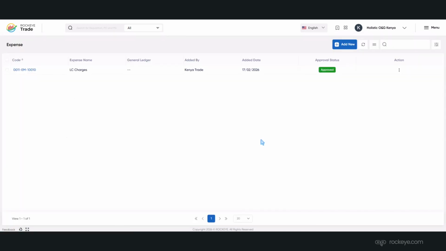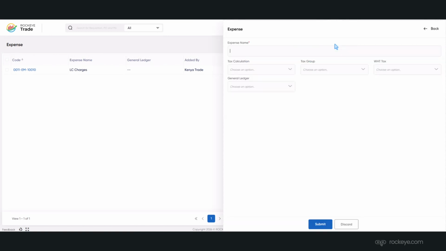The Expense Registry displays all previously configured cost categories and their current approval status, with functionality to add a new expense record. Expense Name identifies the specific overhead or service charge for internal tracking. Tax Calculation determines whether taxes are added to or included within the base expense amount.